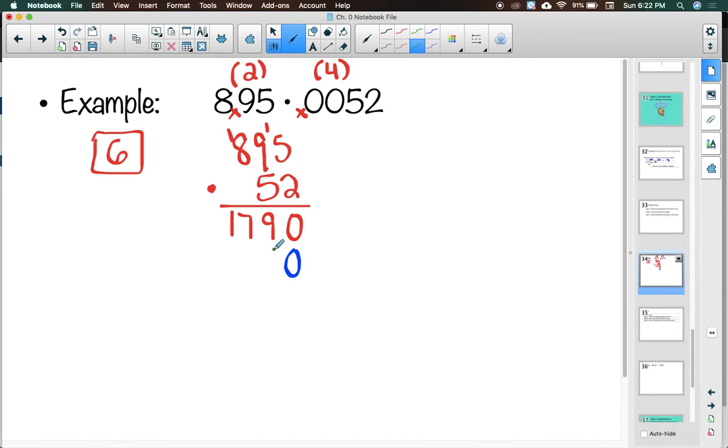5 times 5 is 25. 5 times 9 is 45 plus 2 is 47. 5 times 8 is 40 plus 4 is 44.